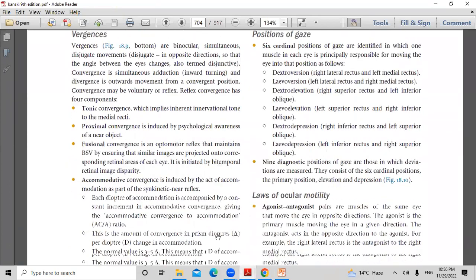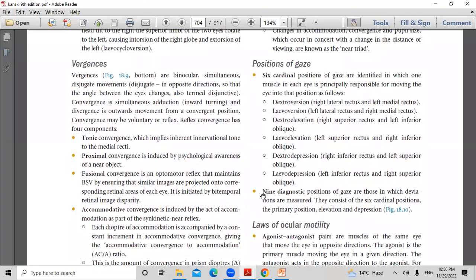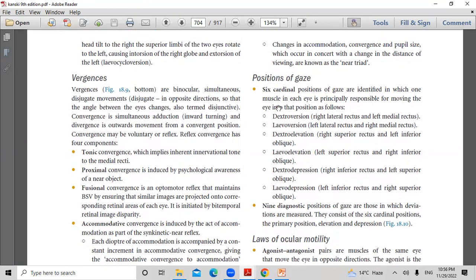So, position of the gaze. Yes, read the position of the gaze. We will stop here at the laws of ocular motility. Laws of ocular motility, I will make it in another lecture. Yes, read the position of gaze. 6 cardinal positions of gaze are identified in which one muscle in each eye is principally responsible for moving the eye into that position as follows.